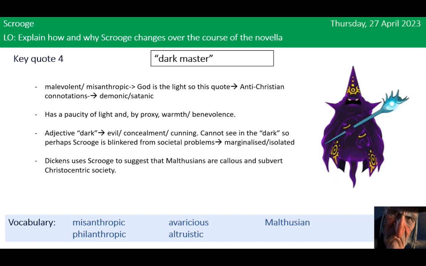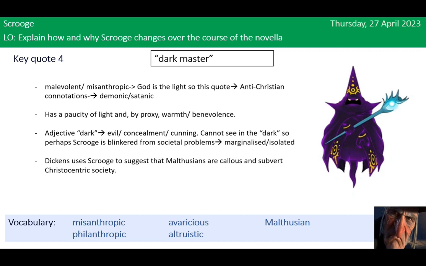Last quote, Dark Master. This shows that Scrooge is malevolent and misanthropic because God is seen as the light. So this quote has anti-Christian connotation. It's almost as if Scrooge is the Antichrist here. He's the opposite of God. He's demonic and satanic. He has a paucity, or a lack, of light and by proxy warmth.